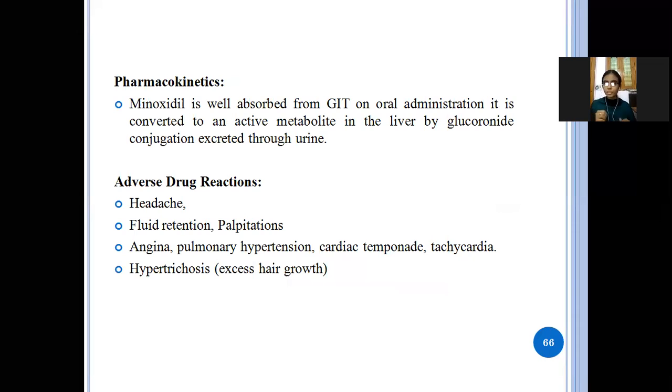Next, adverse drug reactions are headache, fluid retention, palpitation, meaning irregular heartbeat, where the heartbeat may rise or fall, and angina, pulmonary hypertension, cardiac tamponade and tachycardia, and excessive hair growth. Hypertrichosis means excessive hair growth on the body.